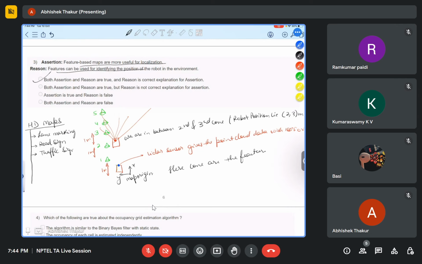Okay. And each position is represented by having a GPS coordinate. So using these GPS coordinates, the vehicle is localized.